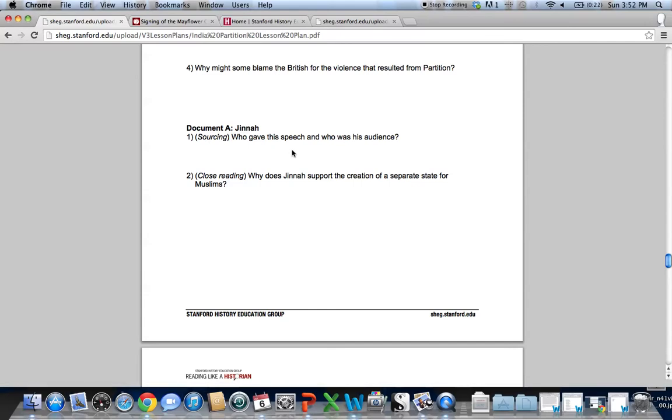Audience matters. Is he giving a speech to Hindus? Is he giving a speech to Muslims? Is he giving a speech to a mixed group? That's going to differ. That is going to change the way in which he voices his opinion and what he says. Close reading, so specifically asking questions about the text.